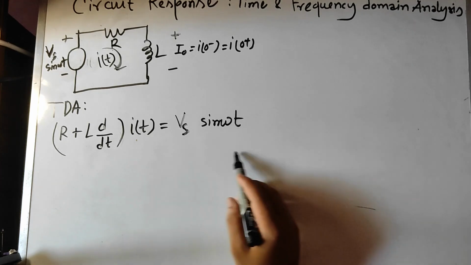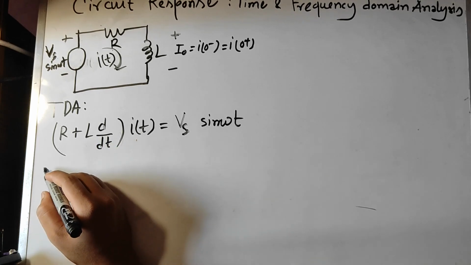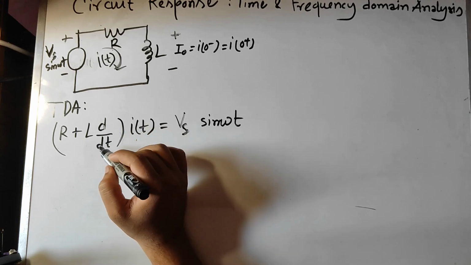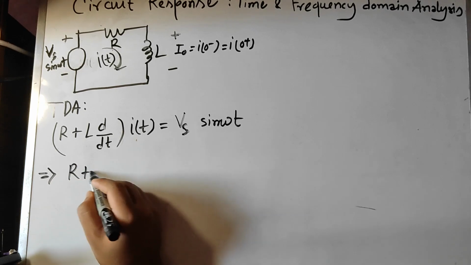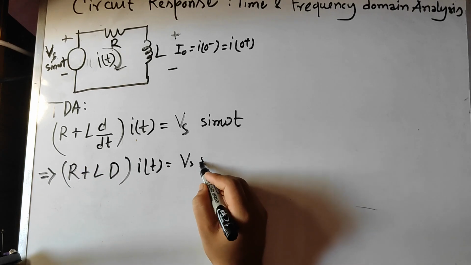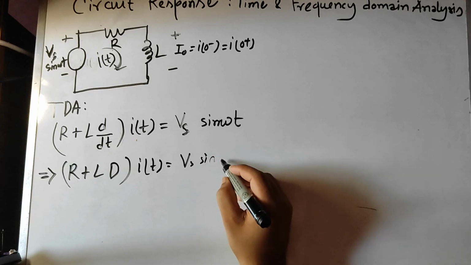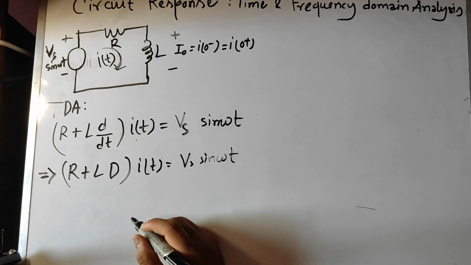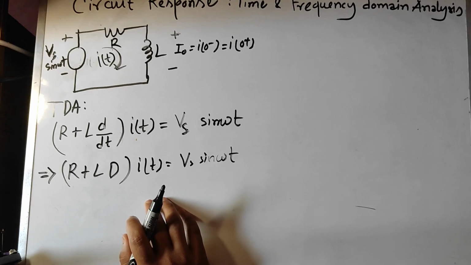So what we are getting is a differential equation with constant coefficients. This R and L are constants. Let us now replace d by dt with the linear differential operator D, which gives (R plus LD) i(t) equals Vs sine omega t. Now we have found our differential equation. We are going to solve it.